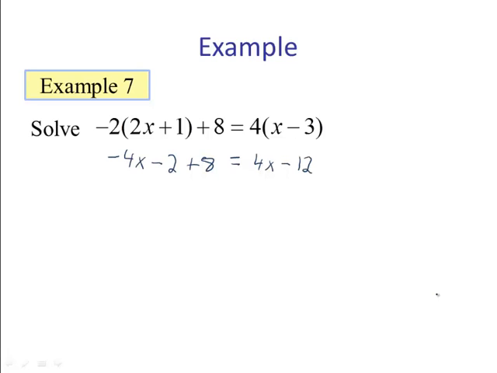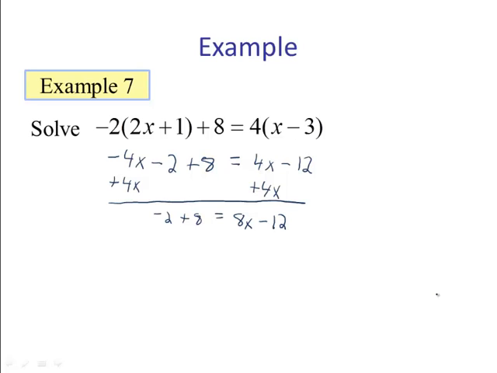Now we have variables on both sides, so we need to move all the variables to one side. I'm going to move this negative 4x to this side of the equation. So I have to add 4x. And if I add 4x to this side of the equation, I have to add 4x to this side. This gives us negative 2 plus 8 equals 4x plus 4x is 8x minus 12.